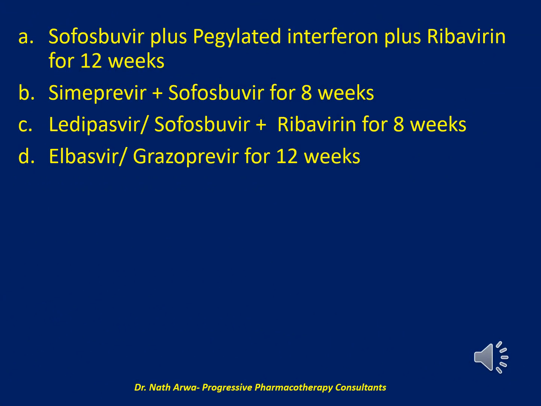Would it be A. Sofosbuvir plus pegylated interferon plus ribavirin for 12 weeks, or B. Simeprevir plus sofosbuvir for 8 weeks, or C. Ledipasvir, sofosbuvir plus ribavirin for 8 weeks, or would it be D. Elbasvir plus grazoprevir for 12 weeks? I will give you 10 seconds to choose the correct answer to this question from the listed options.